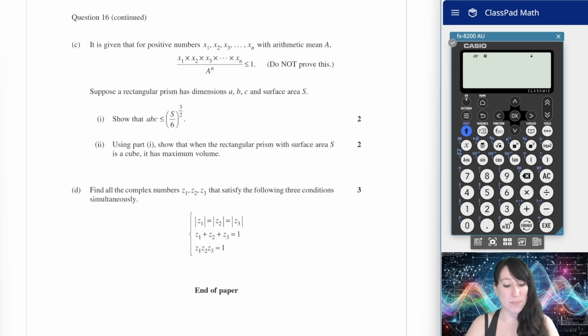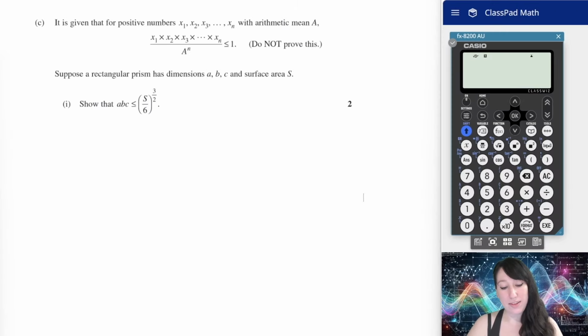Question 16c. It is given that for positive numbers x1, x2, x3, up to xn, with arithmetic mean a, x1 times x2 times x3 times up to xn divided by a to the n is less than or equal to 1. Suppose a rectangular prism has dimensions A, B, C and surface area S. Part 1. Show that A times B times C is less than or equal to S over 6 to the power of 3 over 2.